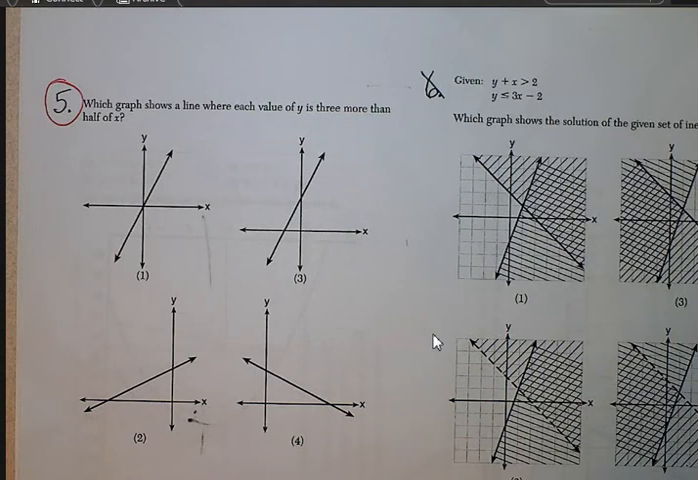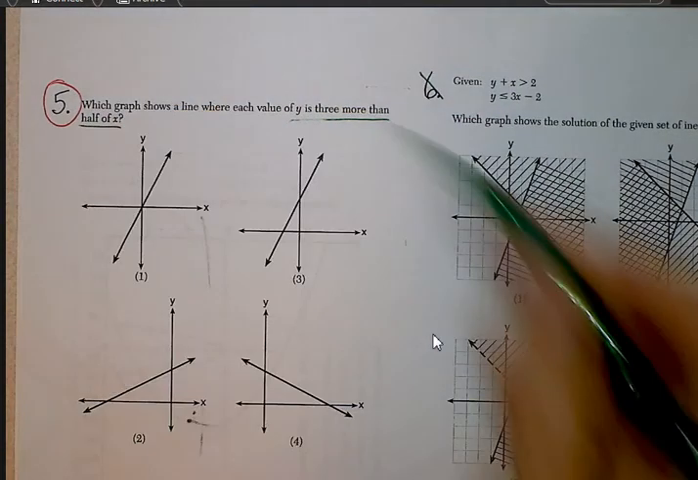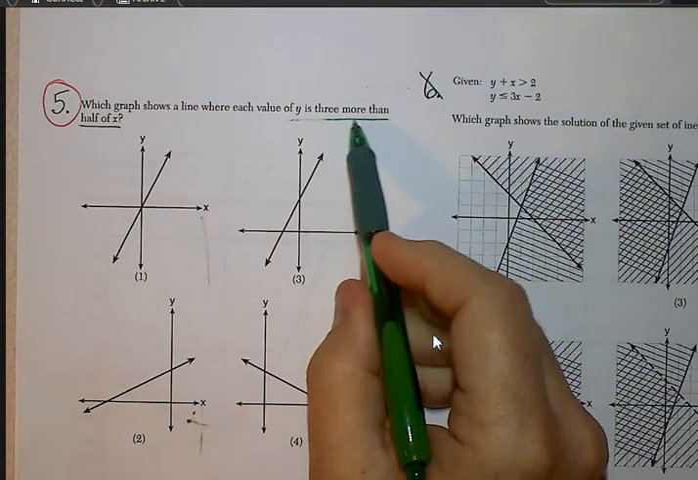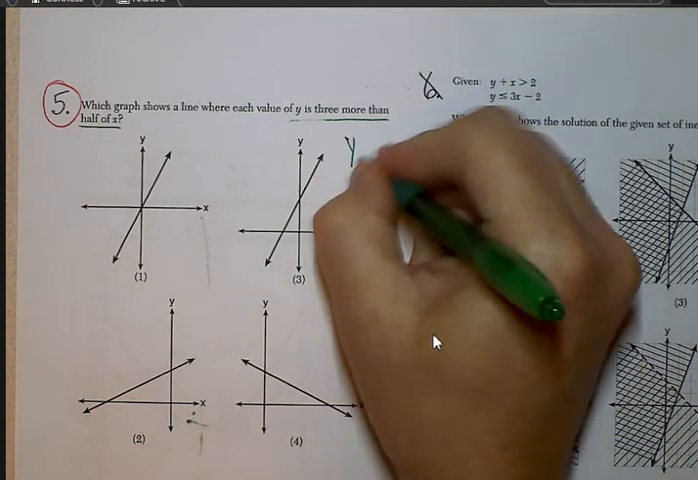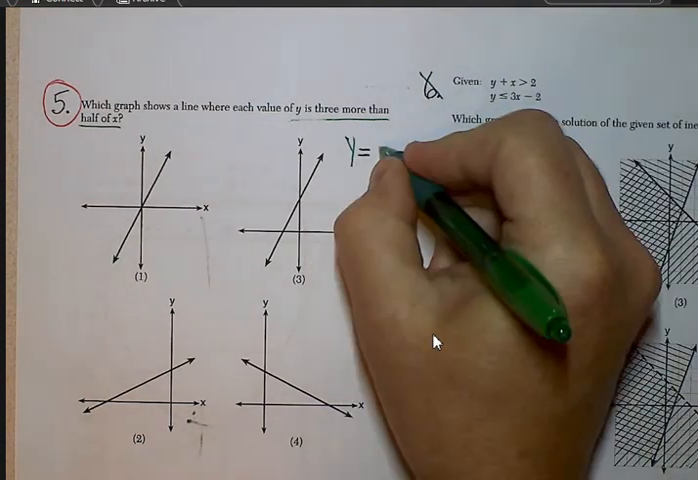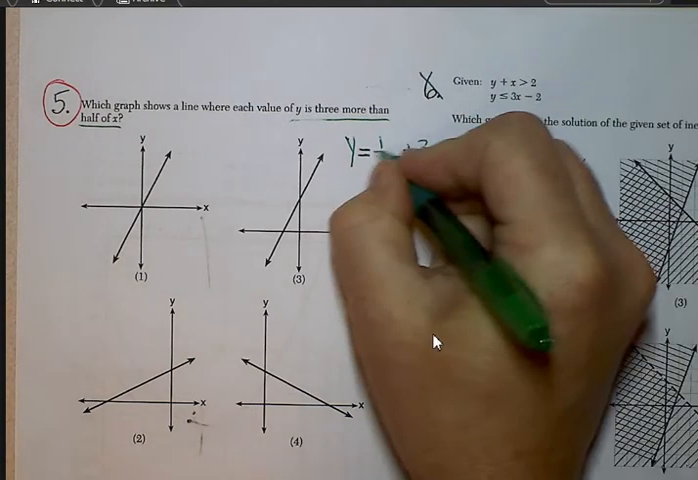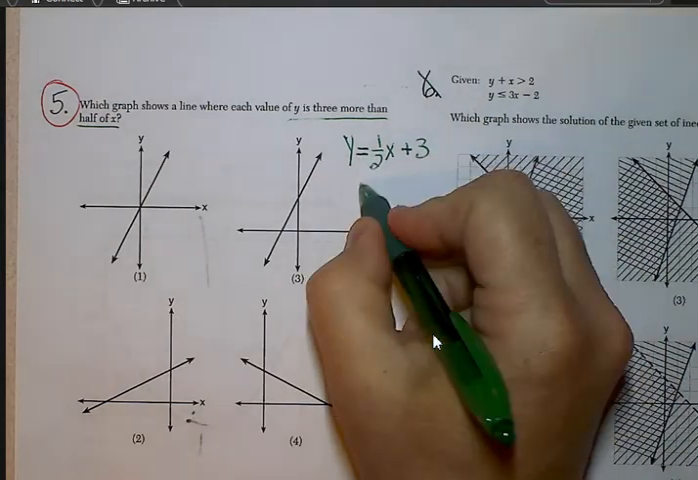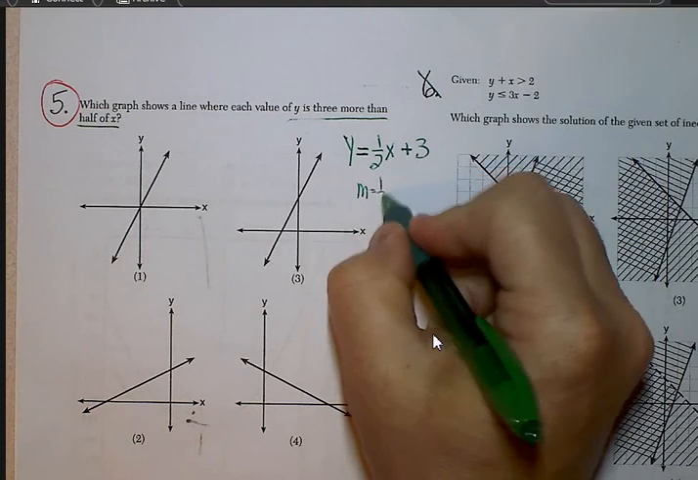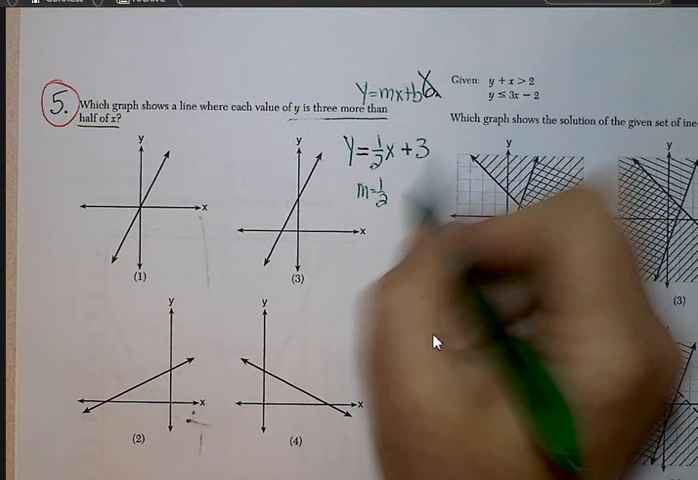My advice to you guys right here is to write this equation. Y is 3 more than half of x. There's your equation. All right, so if you take a look at this, my slope is 1/2 because it's in y equals mx plus b form, and my b is equal to 3.